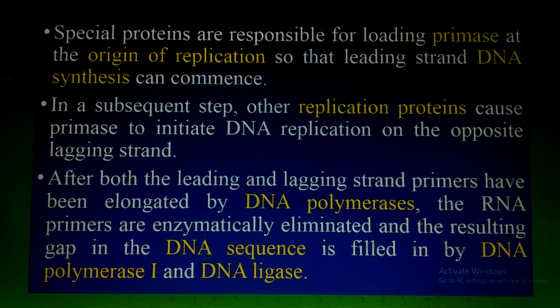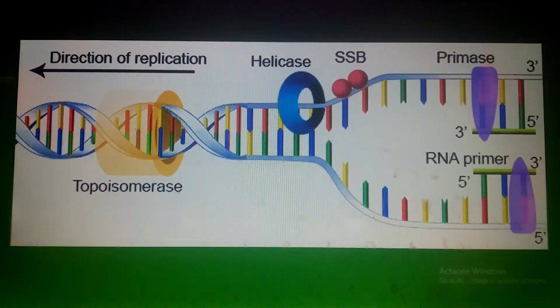Then the RNA primers are enzymatically eliminated, and the resulting gap in the DNA sequence is filled by DNA polymerase 1 and the DNA ligase. Is it clear? So first of all, the primases attach to the single-stranded DNA and then produce the primers, and these primers attach to the single-stranded DNA with the help of hydrogen bonds, and then start the replication. Then these primers are removed from these 2 strands after the completion of the replication by the help of enzymes.